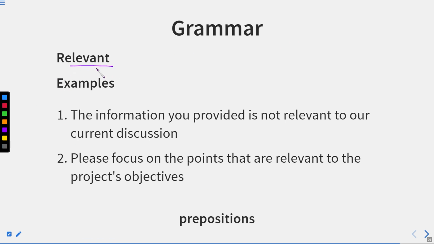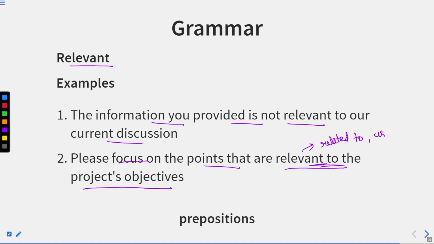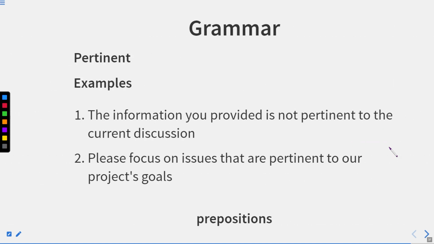We have a word relevant to. Relevant to means when something is up to the mark according to another thing. The information you provided is not relevant to our current discussion. It means it is not up to the mark, or it is not important, it is not of use for the current discussion. Please focus on the points that are relevant to the project's objectives. Relevant to means related to, or you can say useful to. So which are useful to. Now let us move to the next one.